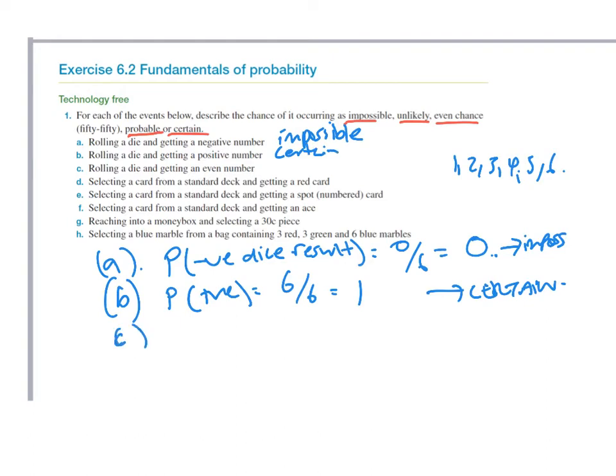C is rolling a dice and getting an even number. So if we look at our dice up here in the sample space that I've listed, 1, 2, 3 even out of 6 results. So the probability of an even is half of them. 3 out of 6 is 0.5.